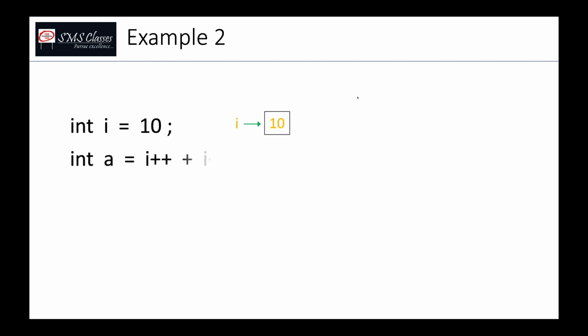Int I equal to 10, int a equal to I plus plus plus I plus plus star plus plus I. Now I see a post increment. So first substitute, then increment. I see again a post increment. First substitute and increment. I see a pre-increment. First increment and substitute. That's it. If you just start following this, you will get this right.